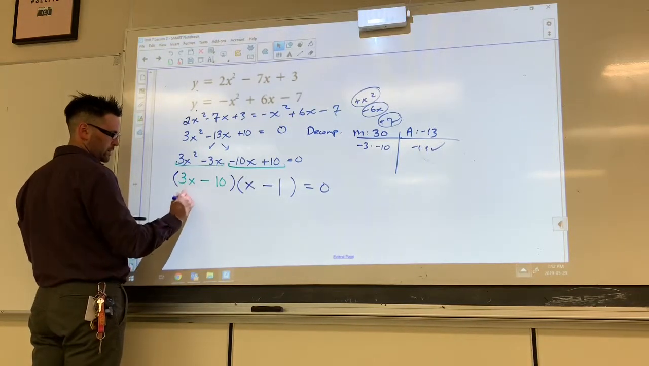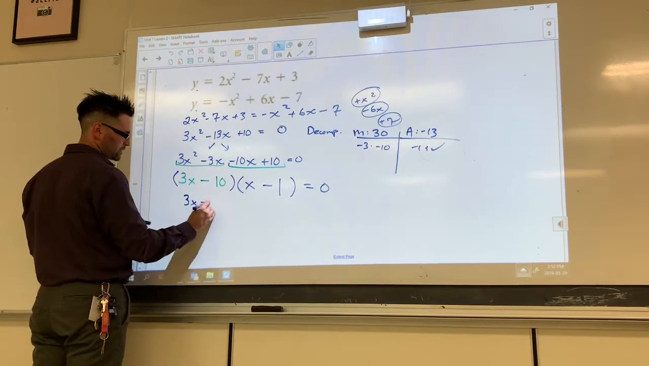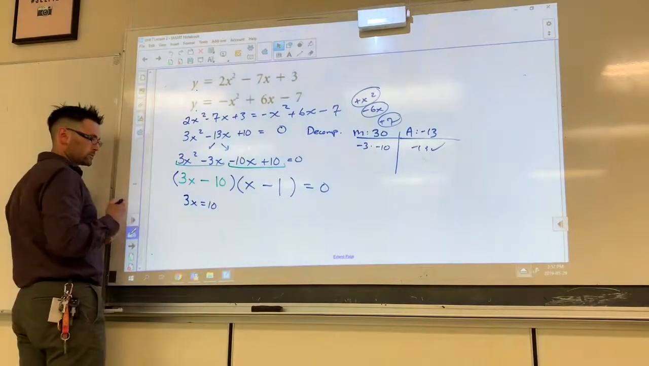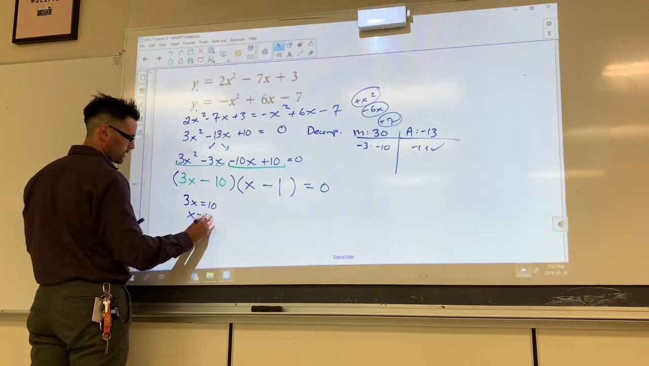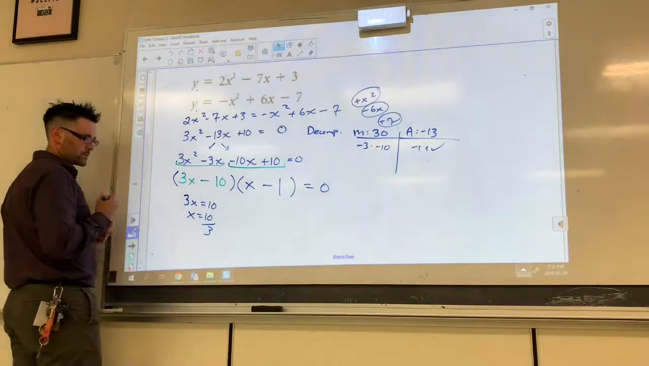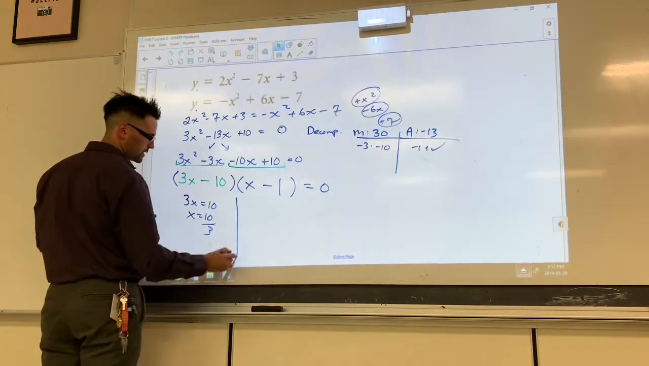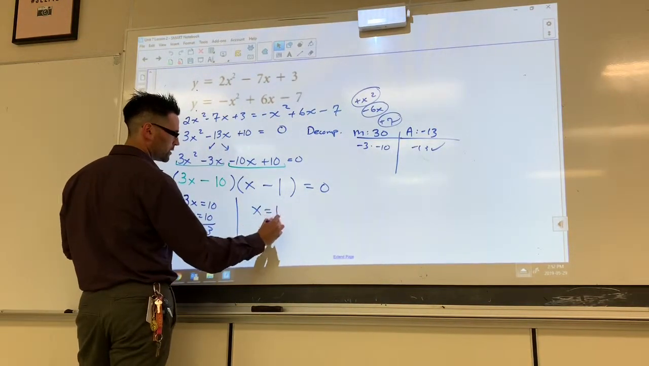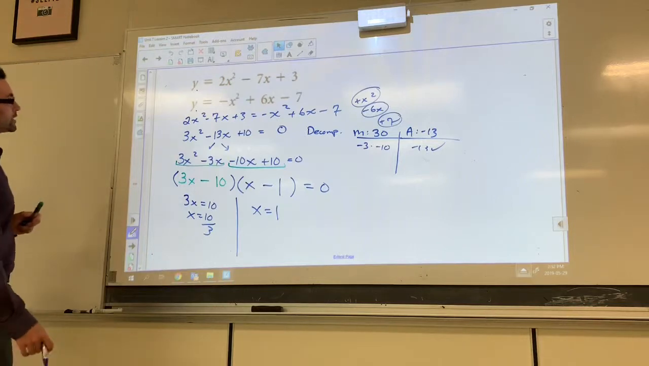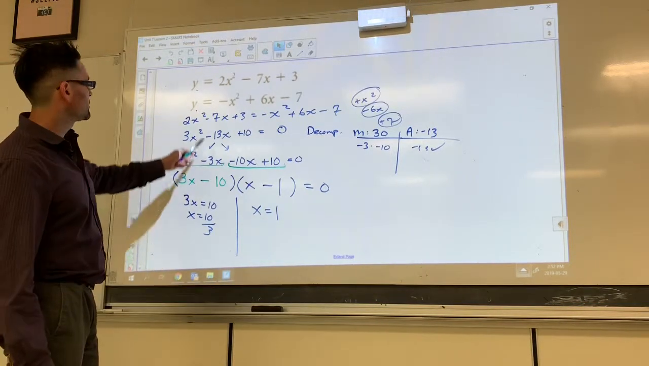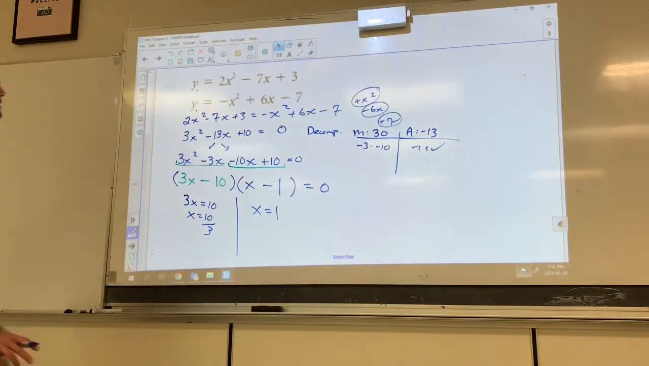So we'll just skip ahead. You get 3x equals 10, yeah? Okay, so then divide both sides by 3. So there's your x value. Over here, it's just x equals 1. And then you just have to take this one and plug it into either one. Doesn't matter which, just one.